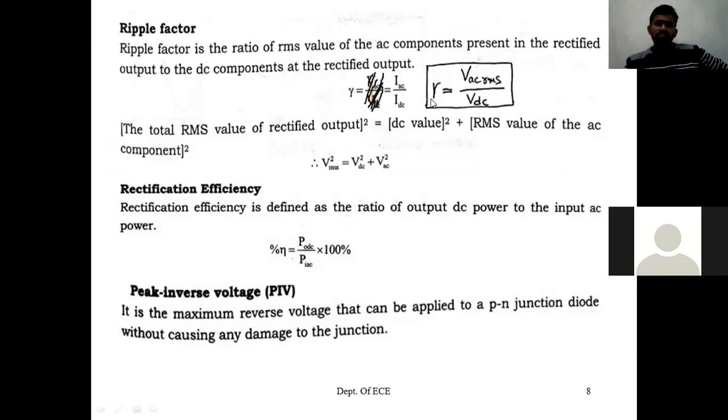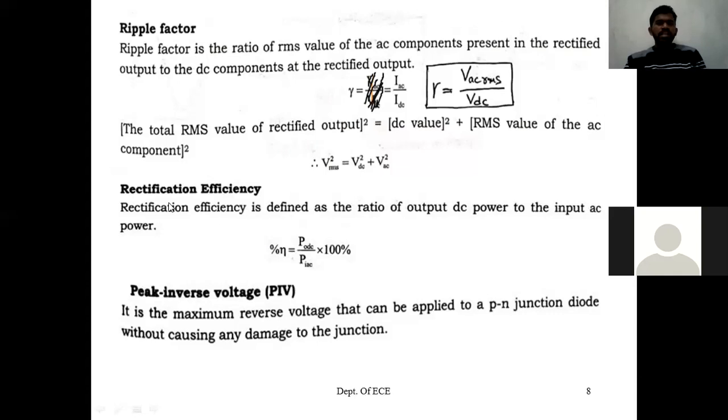So what is the meaning of that? If the ripple factor is as small as possible, it means there are fewer ripples at the output of the rectifier, meaning you are converting easily to DC. Fewer ripples means more DC, right? Less ripple means less AC, and less AC means more DC. So the ripple factor has to be as small as possible for any rectifier output we find. This VRMS square equal to VDC square plus VAC square will help you in calculating this ripple factor. That anyhow we will see.